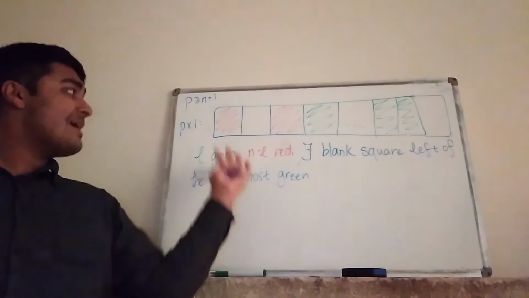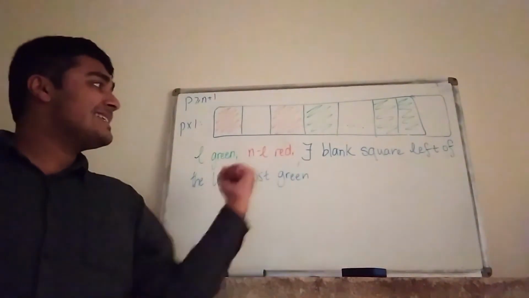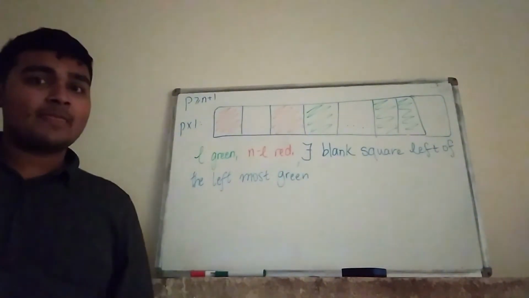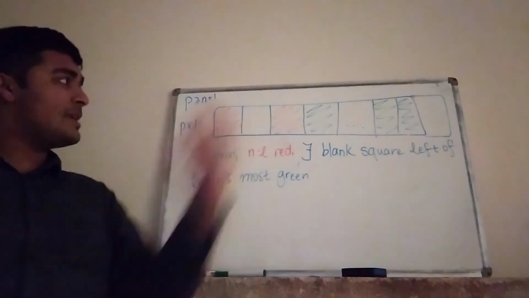So we've got L green squares and n minus L red squares, but we also have the condition that there must exist a blank square left of the leftmost green square. Now what we want to do is work out the number of ways we can colour this board here.